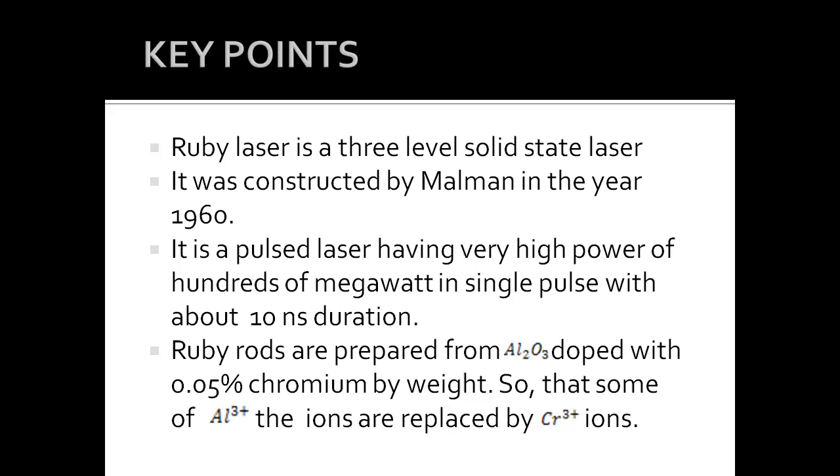Ruby rods are prepared from aluminum oxide doped with 0.05% of chromium by weight, so that some aluminum ions are replaced by chromium ions. So the material by which a ruby rod is prepared is aluminum oxide, in which some of the aluminum ions are replaced by chromium ions, and these chromium ions are responsible for the laser output.